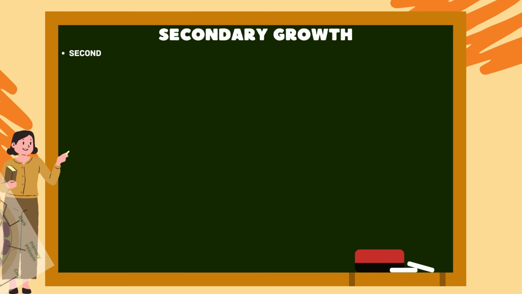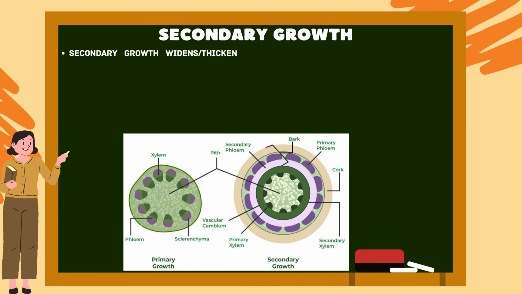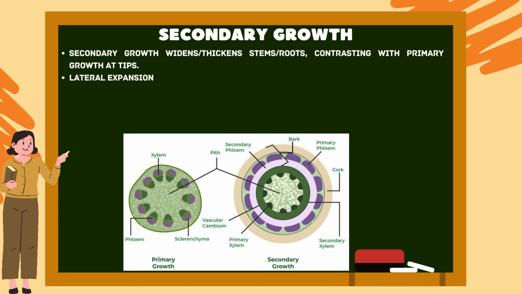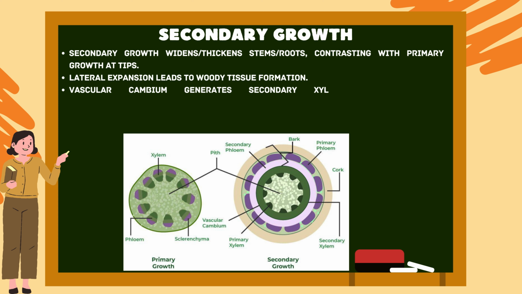Moving to the last topic, secondary growth. Secondary growth, a process characterized by the widening or thickening of a plant stem or roots, contrasts with primary growth which occurs at the tips. This lateral expansion, typical in dicots and gymnosperms, leads to the formation of woody tissues.